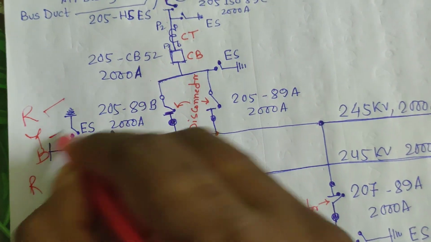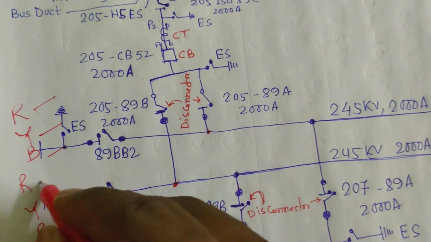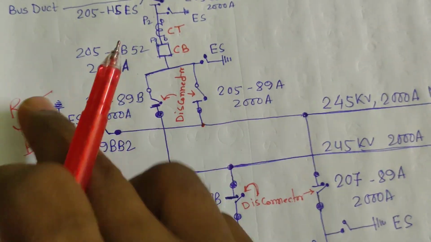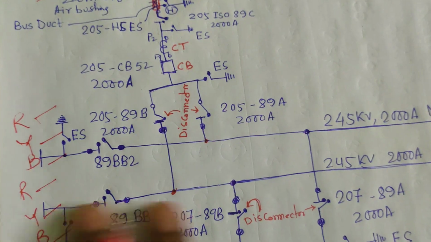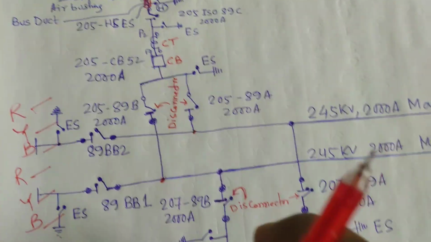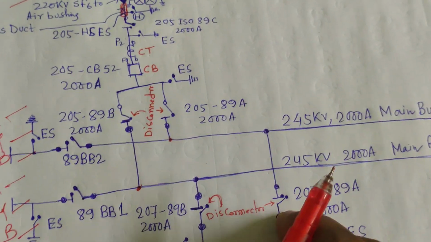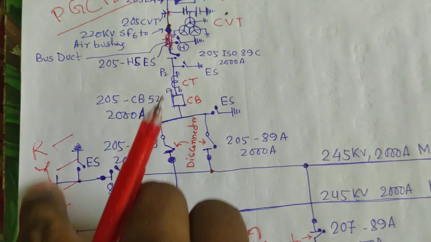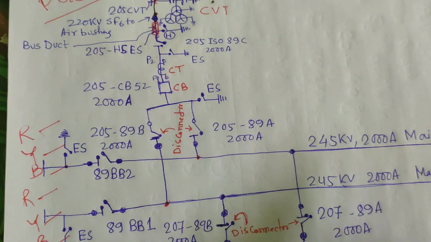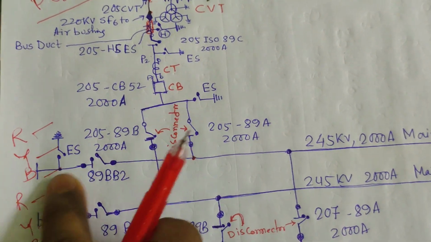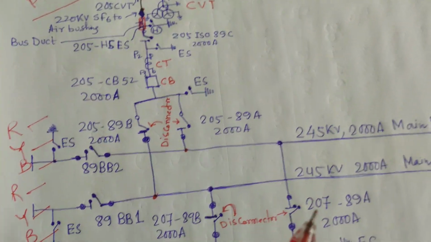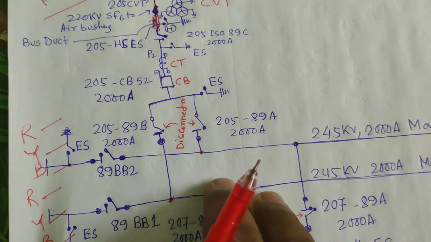Each is separate and individual. So six bus ducts are present for the 220 kV system, and for the 132 kV system a single big round-shaped bus duct is present, and inside it are the R, Y, B bars. So the 132 kV system is very simple, and the 220 kV system is very complex.